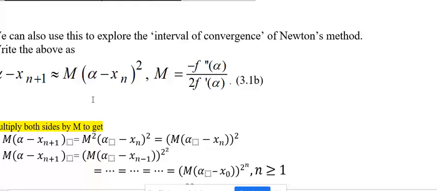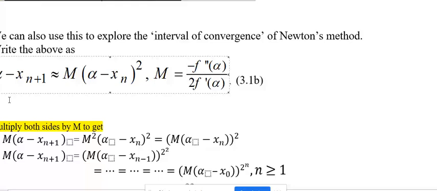What is m? M is a constant containing the following fraction: minus f double dash at alpha over 2 f dash at alpha. F dash is the first derivative, f double dash is the second derivative of the function. Okay.